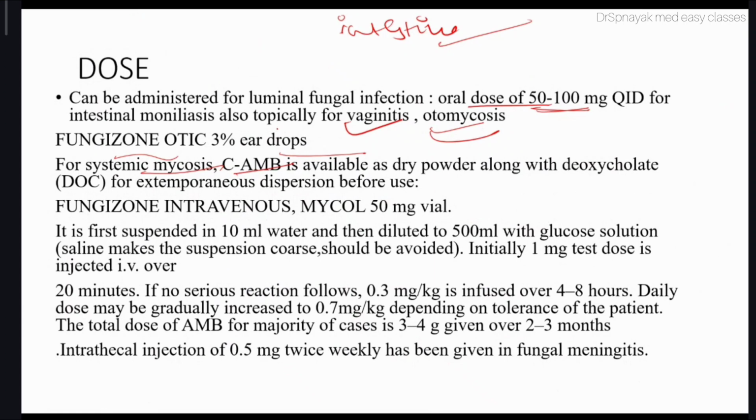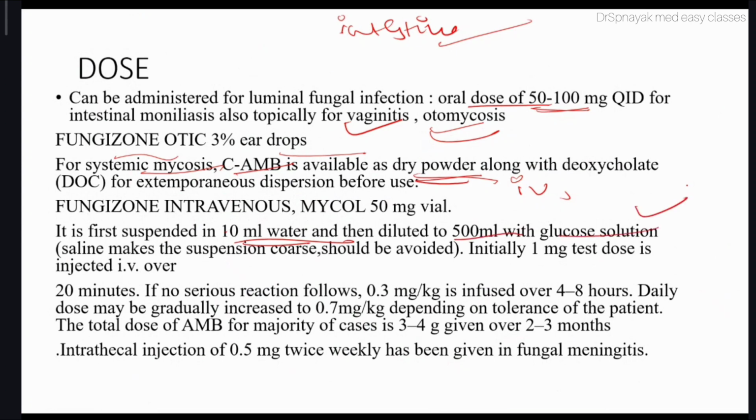Then for systemic mycosis, that is for systemic infections, we have the conventional amphotericin B. Conventional amphotericin B means amphotericin B prepared with sodium deoxycholate, available as a dry powder. How is the formulation prepared? If you want to use it IV, first this dry powder is mixed with 10 ml of sterile water for injection. We first have to disperse or suspend it in 10 ml of water, and then dilute it further in a glucose solution.